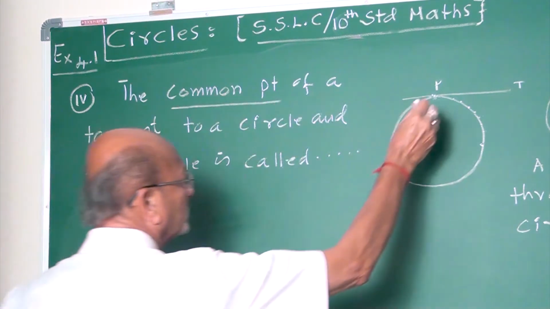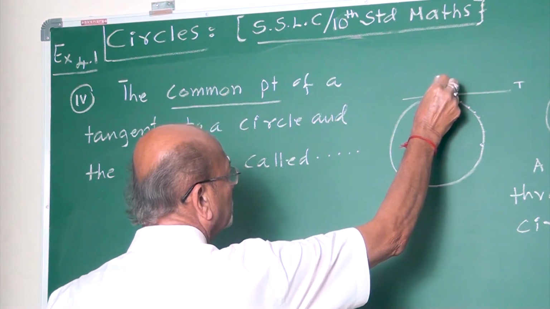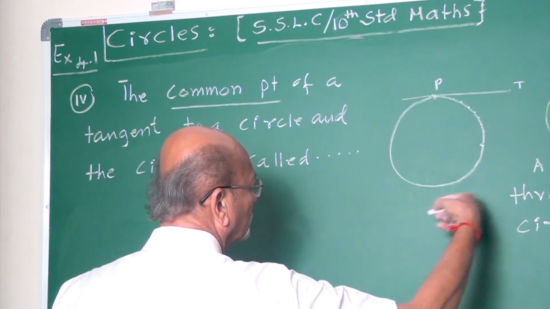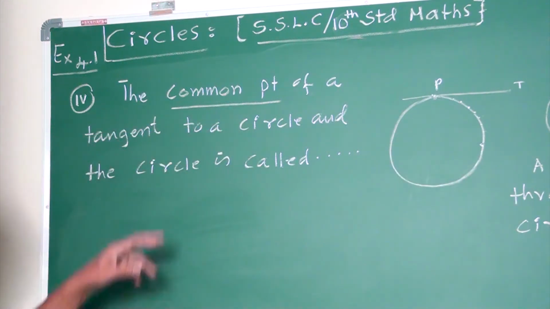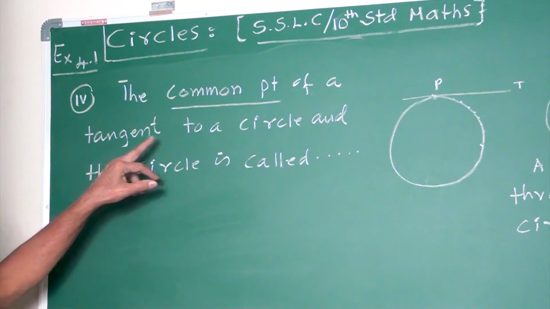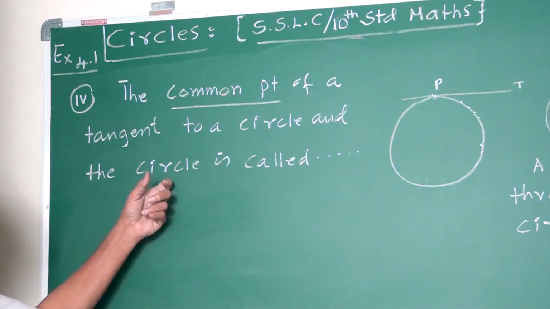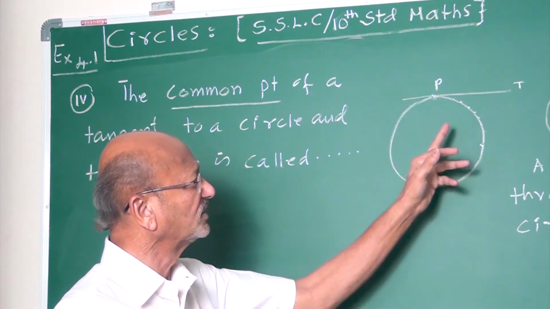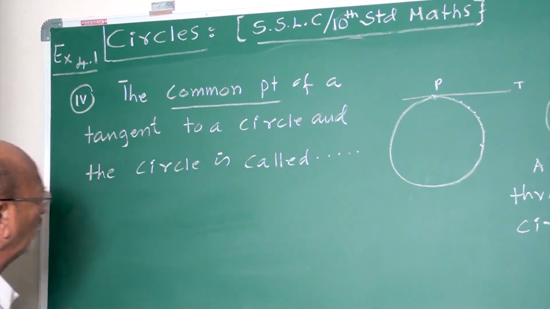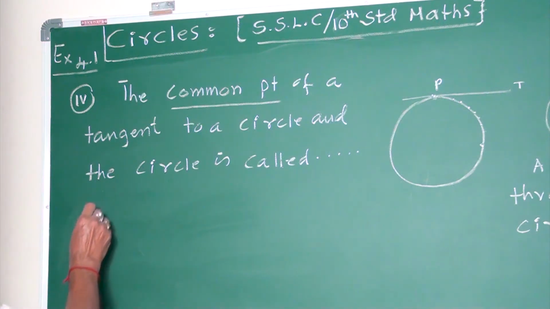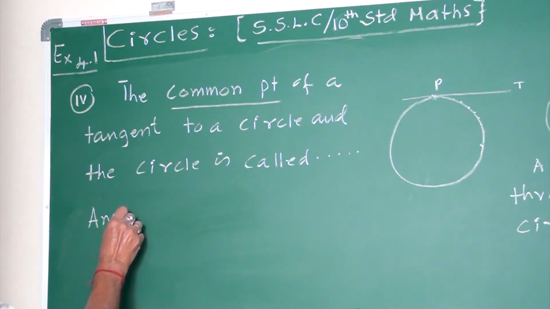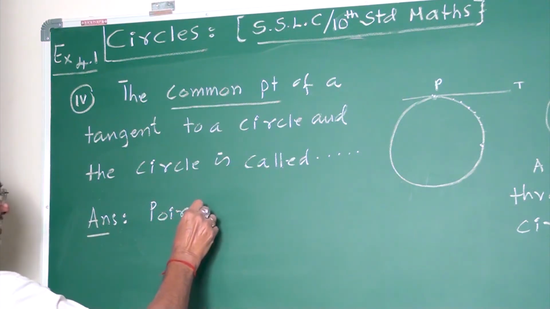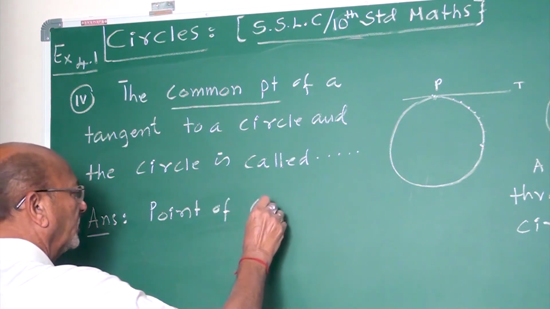Read it. The common point of a tangent. Yes, my friends, what is this P? P is a common point on the tangent as well as on the circle. It is a common point of the tangent to a circle as well as the circle. This point is called the point of contact. Answer is point of contact.